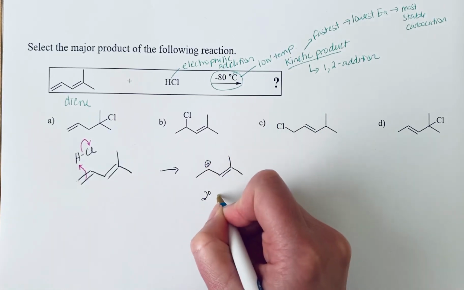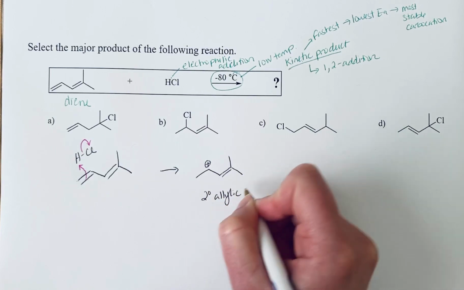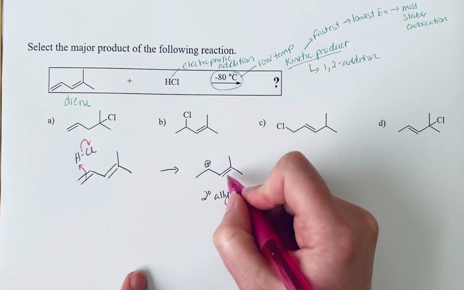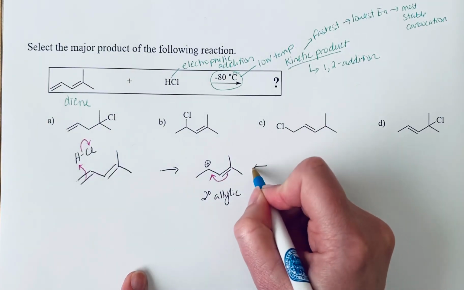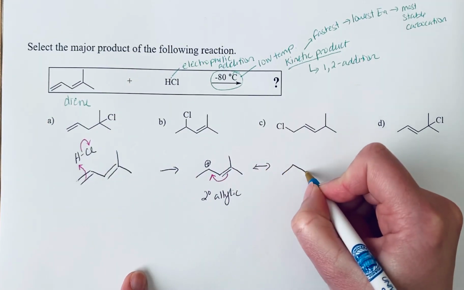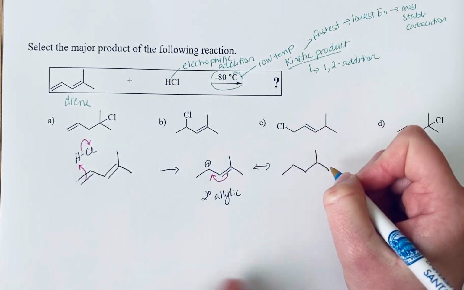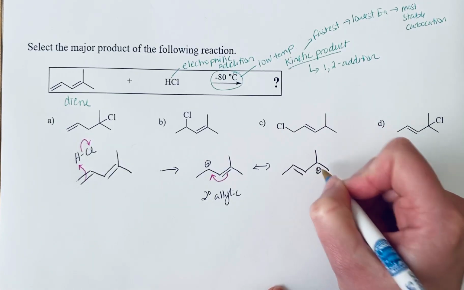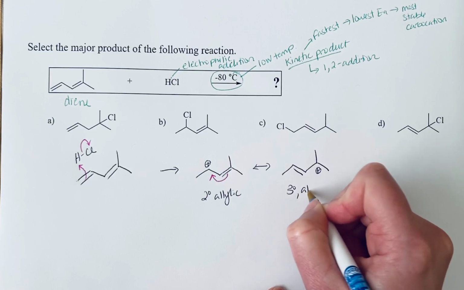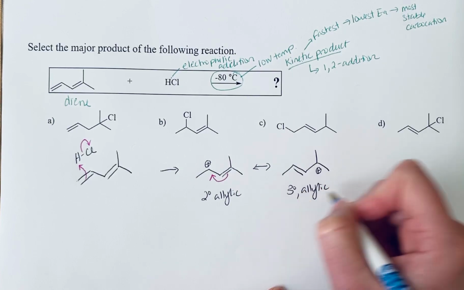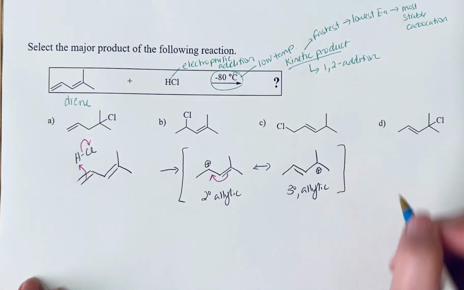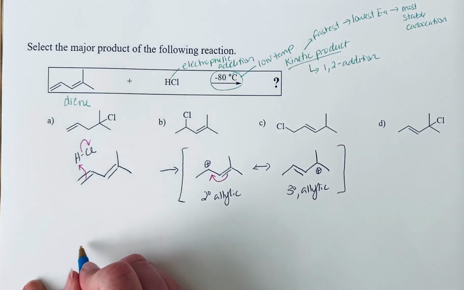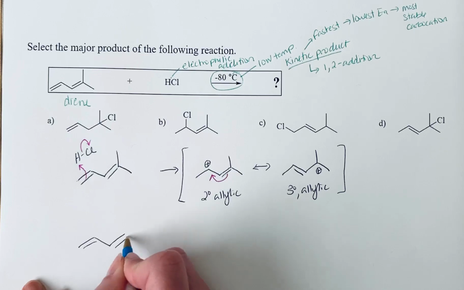So here's the secondary allylic cation, and the resonance form of this we need to look at because the overall stability is kind of a weighted average of the two resonance structures. So this is a tertiary allylic. This is looking pretty good. We could most likely stop here, but we should actually compare the second one just in case. So let's take a look at that.